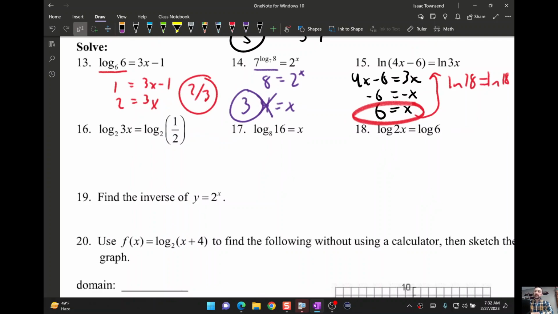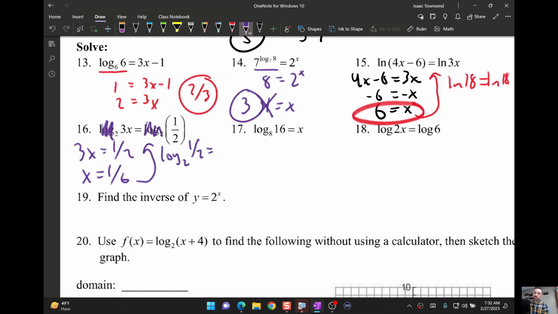Okay, same thing with 16. This is already log base 2, and this is log base 2, so that part's already balanced out. So just set the insides equal to each other, divide both sides by 6, and then plug it in to make sure it's not extraneous. You can have 0 as an answer, you can have a negative number as an answer, but when you plug it into the original equation, you should not be taking the log of 0 or the log of a negative number. And since 1/2 is positive, there's nothing wrong with that.